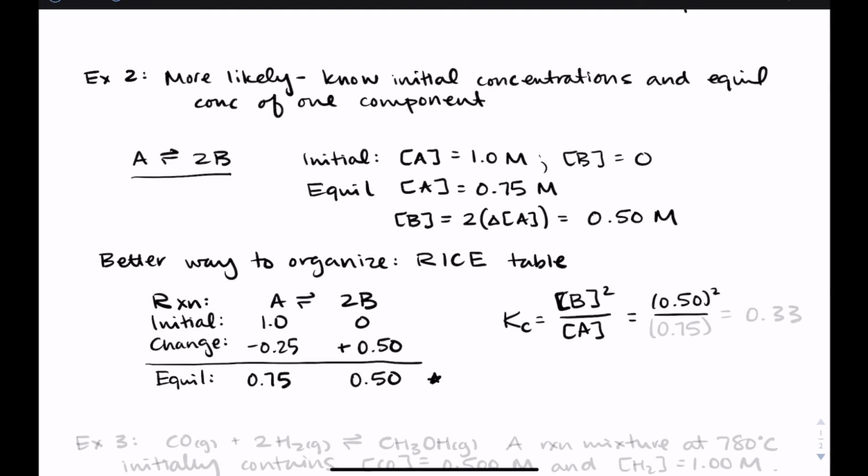Those are my equilibrium values, 0.75 and 0.5. So when I plug them into my equilibrium constant expression, it would be 0.5 squared over 0.75, which is 0.33. So my equilibrium constant for this reaction is 0.33.